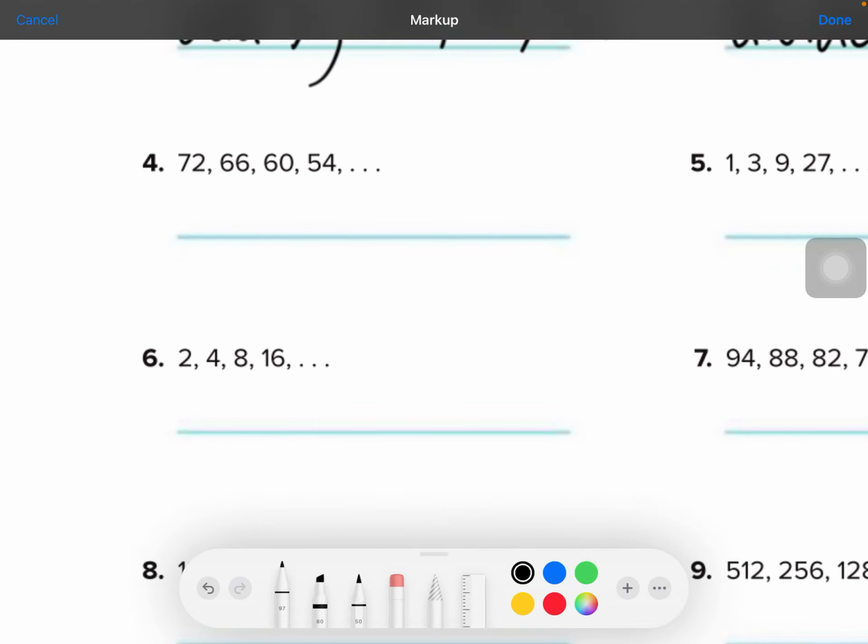Okay, number 4. Looking at these numbers, I can see that there is, how many numbers are there? 6. There's 6 between here. Between 66 and 60, there's 6. And between these numbers, there's 6. Okay, so it's decreasing by 6. It's not division, it's going to be subtraction.